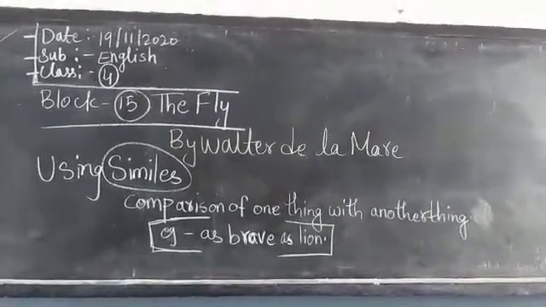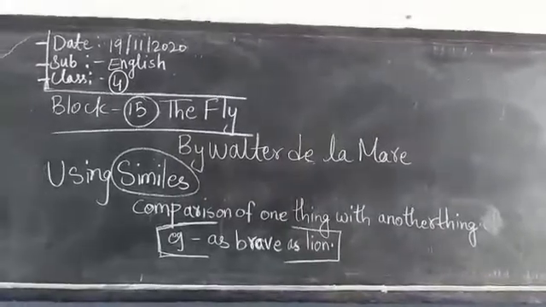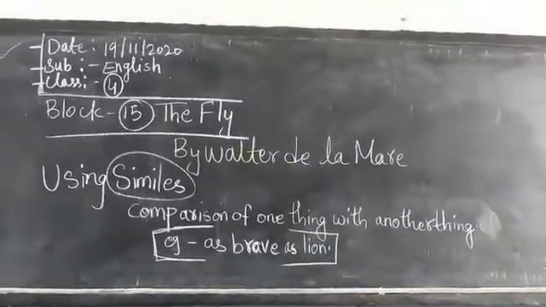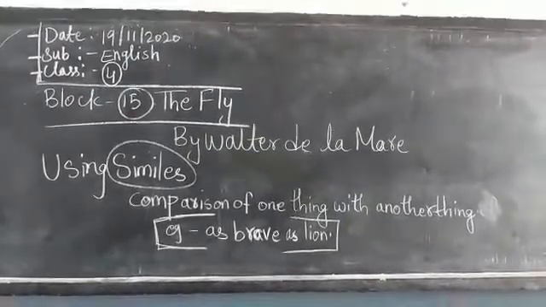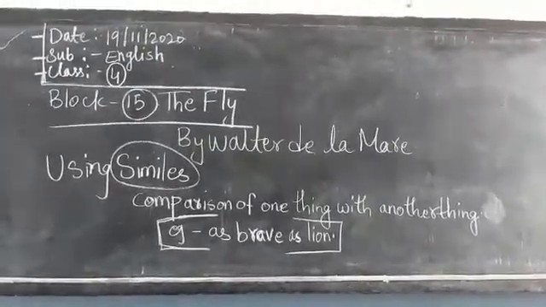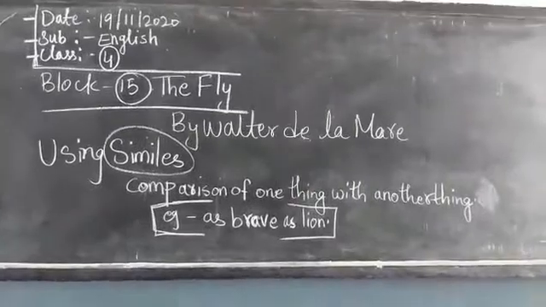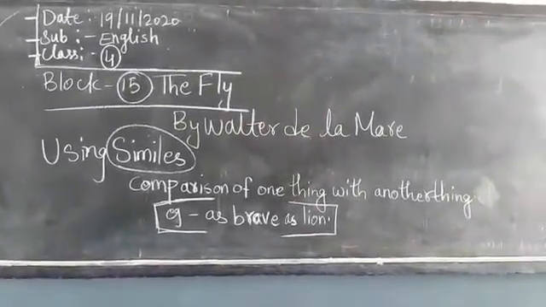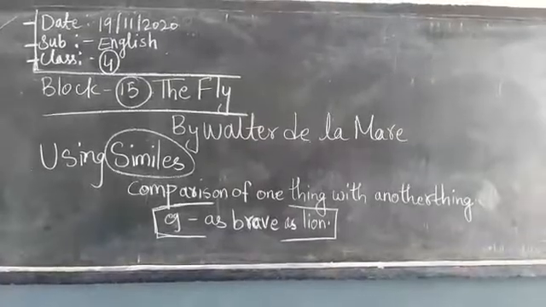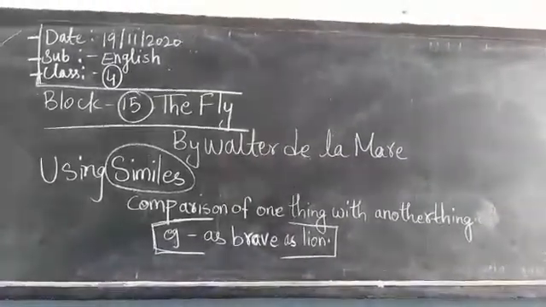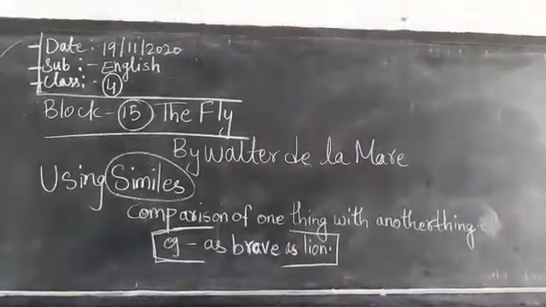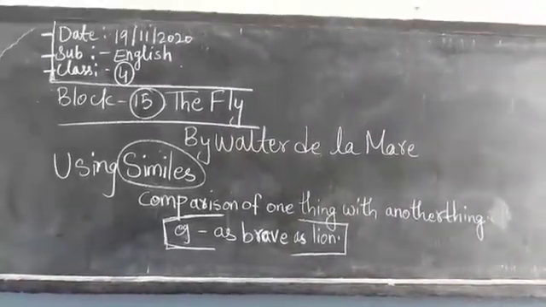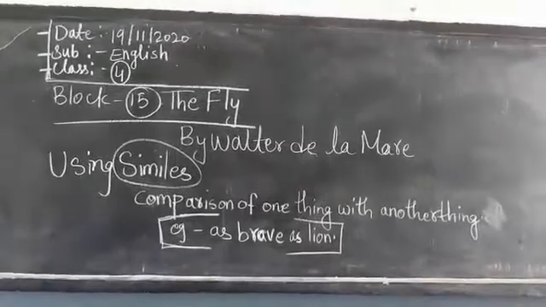Now see, using similes. What are similes? Similes are nothing but the comparison of one thing with another thing. How will you compare things? How will you compare a tall person, like a tall tree? Like that. See, here I gave an example: as brave as a lion. So you are comparing a person's bravery with a lion. Okay, that is nothing but similes.